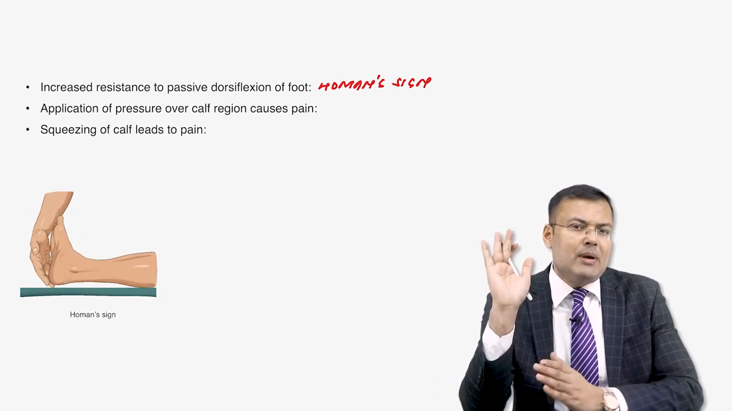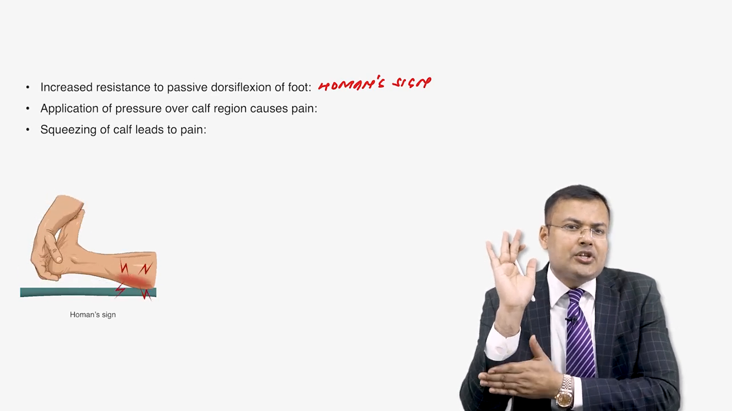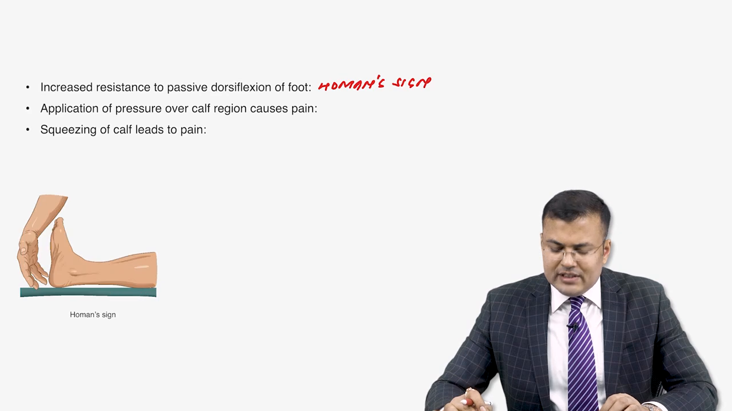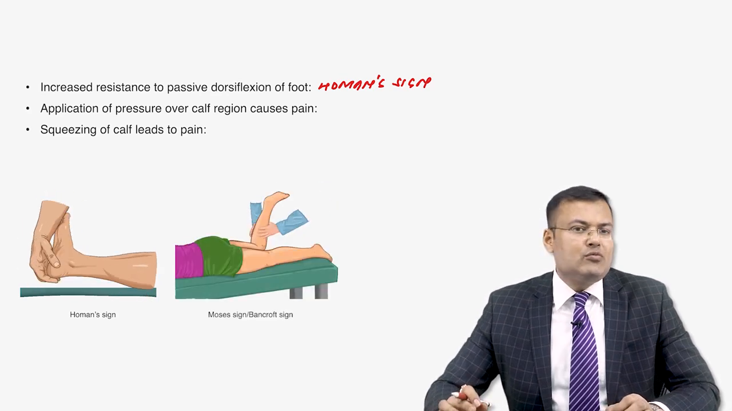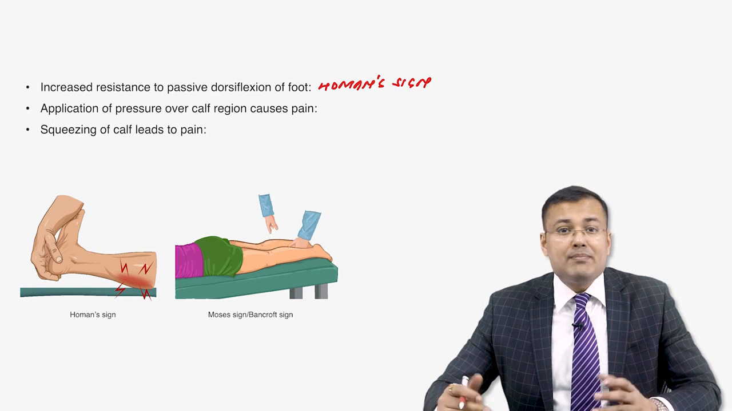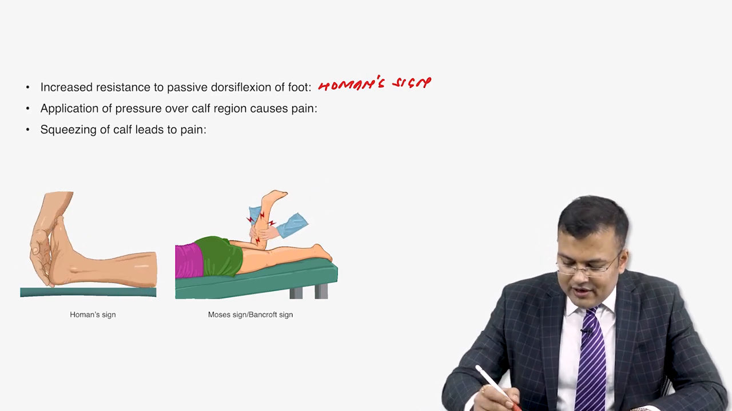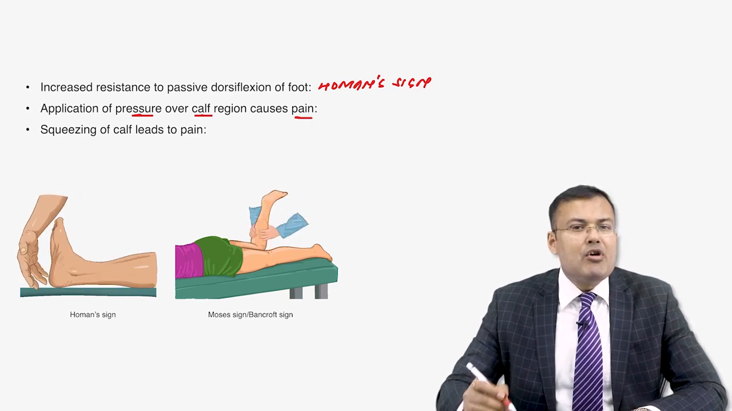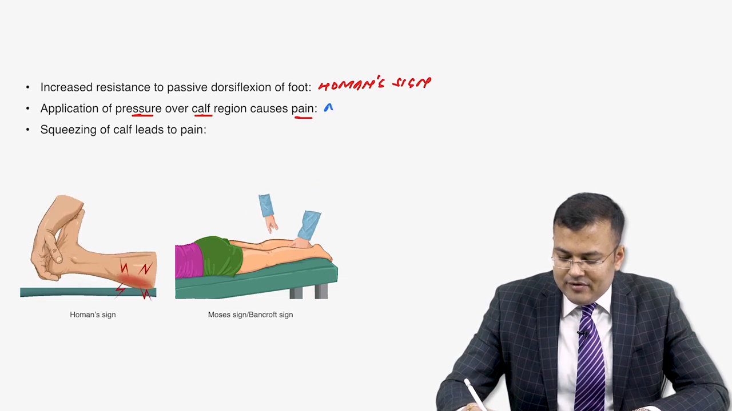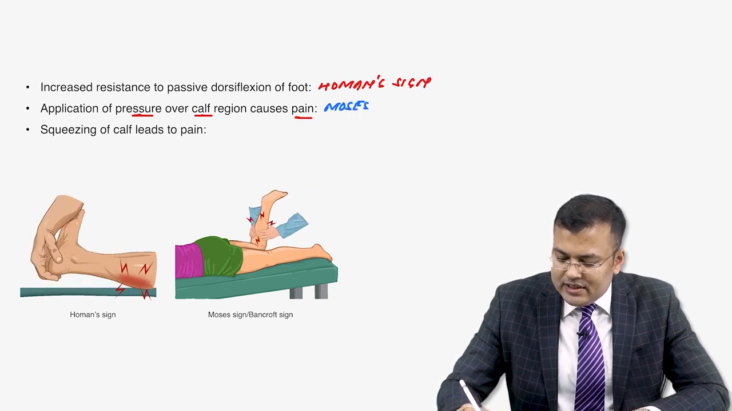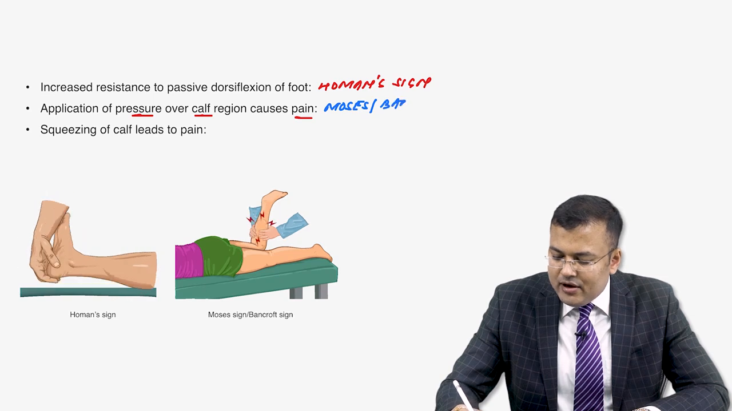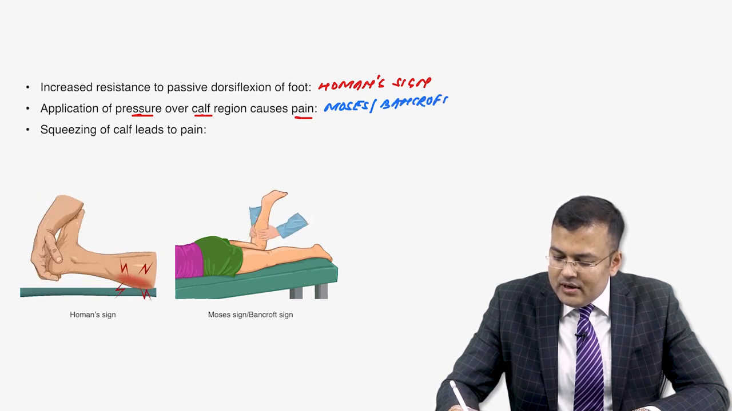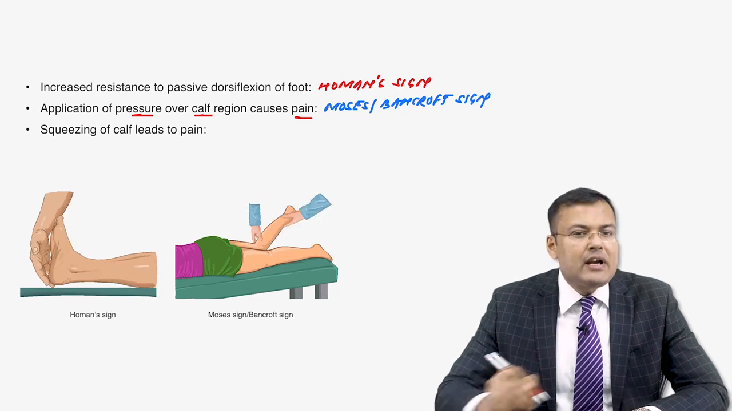After that, if you apply pressure on the calf region and it causes pain, what is the name of this sign? This is known as Moses sign, also known as Bancroft sign. So application of pressure over the calf leads to pain. You have to remember this is known as Moses or Bancroft sign. Clear?